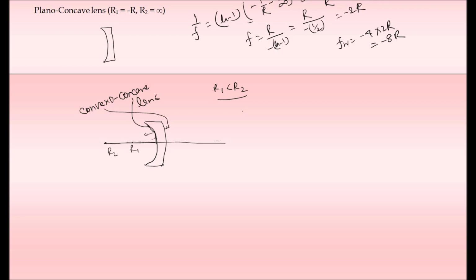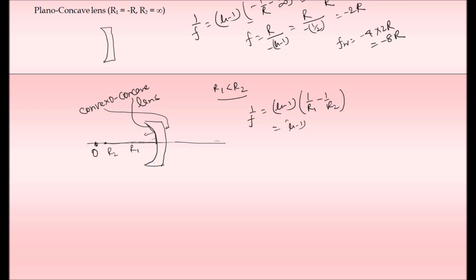Now if I apply the lens maker's formula, suppose the object is placed at this point, we call it O, then 1 by f is equal to mu minus 1 into 1 by r1 minus 1 by r2. Now if you see here, r1 comes with a negative sign, r2 also comes with a negative sign.